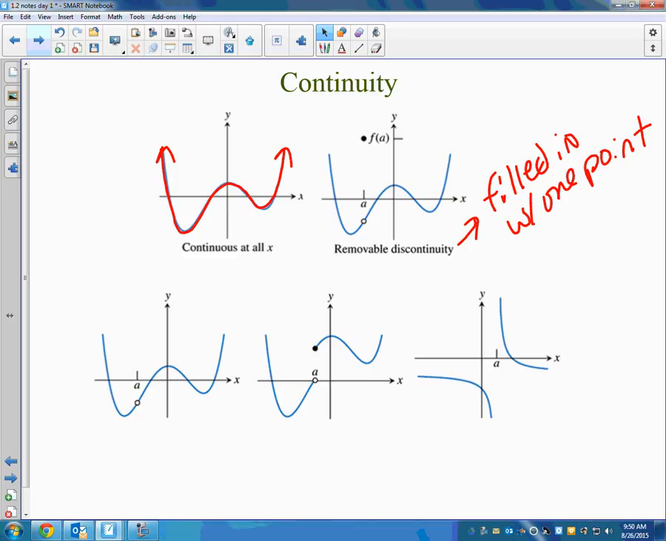This is also removable. Those two go together. You might say those are the exact same graph, but the difference is this one has the dot up here, and this one doesn't. This one's the easiest to remember because it has a break in it or a gap in it or a jump, and that's the name of it. It's called a jump discontinuity because there's a jump. You stop and you have to jump up to the next point on your graph.